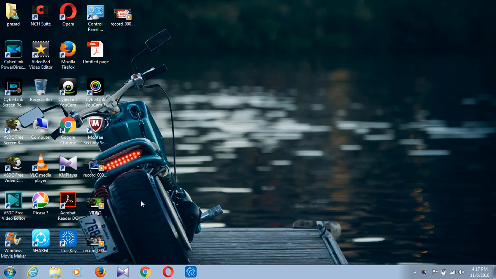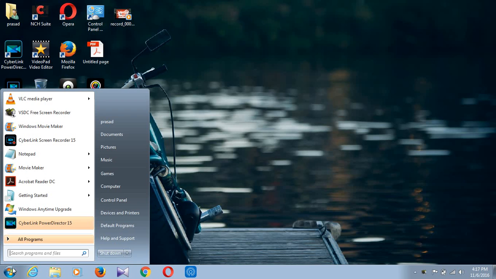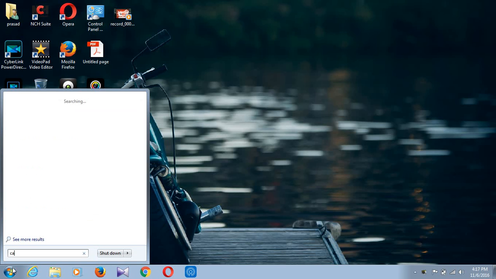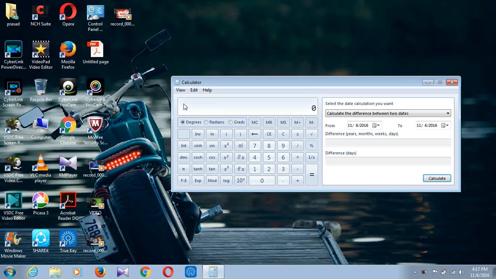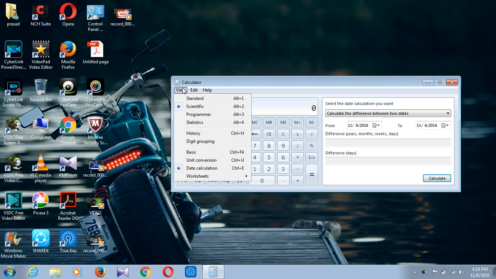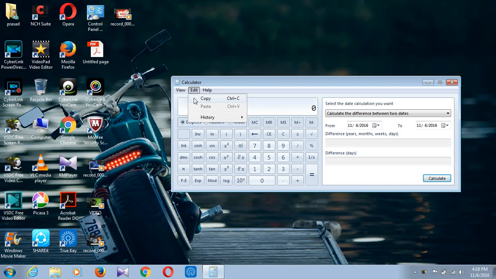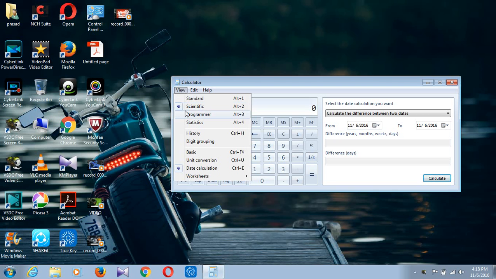So let's go to the start option and type calculator. Look at this, already calculator is shown, so I click on that. And also that calculator has four different modes: standard mode, scientific mode, programmer mode and statistics mode. And click standard mode.